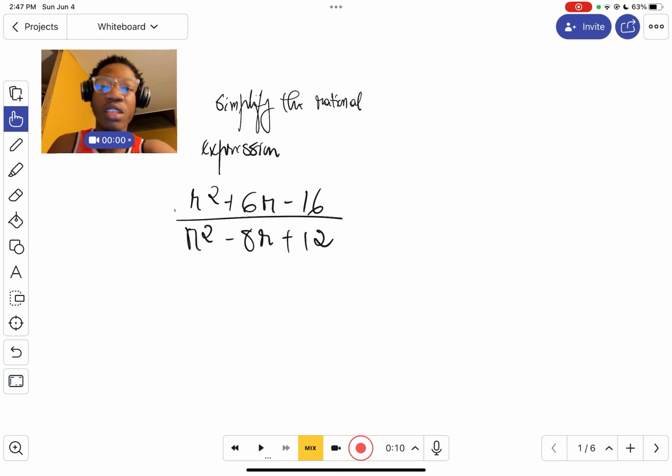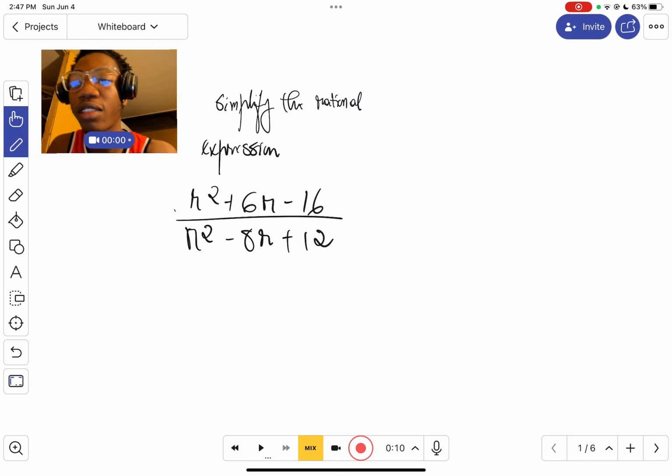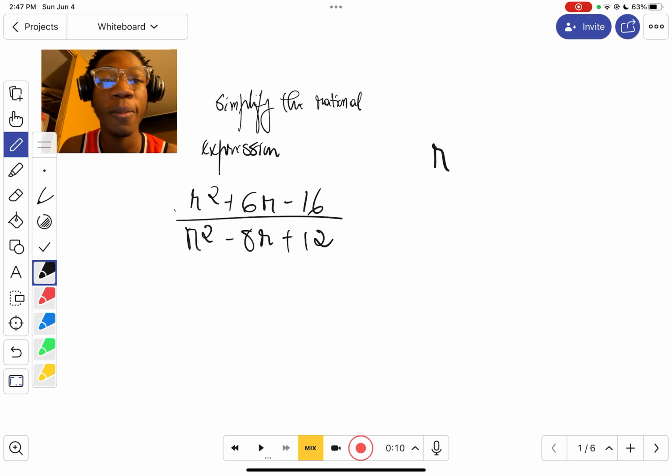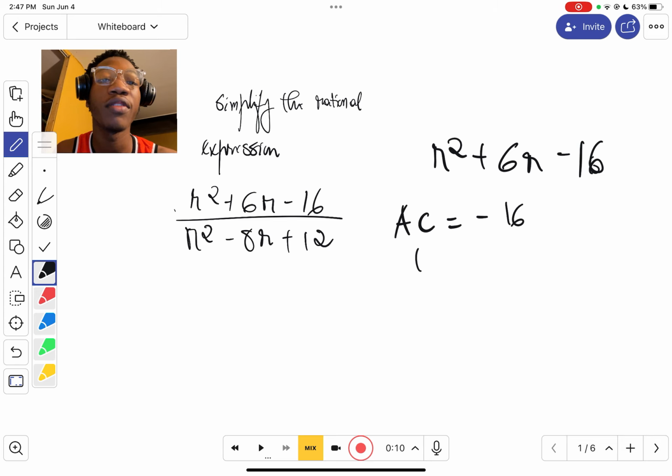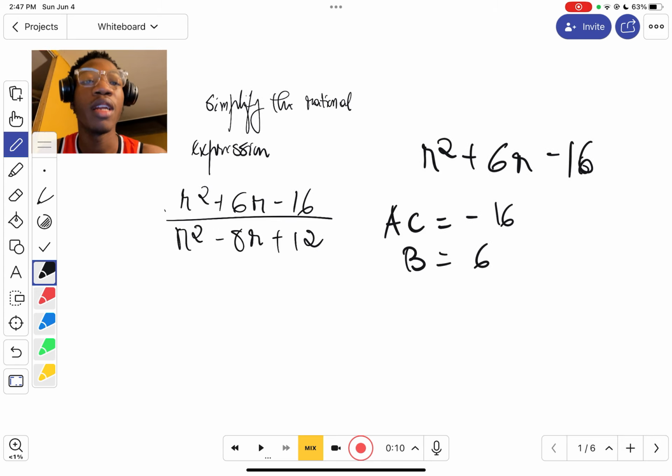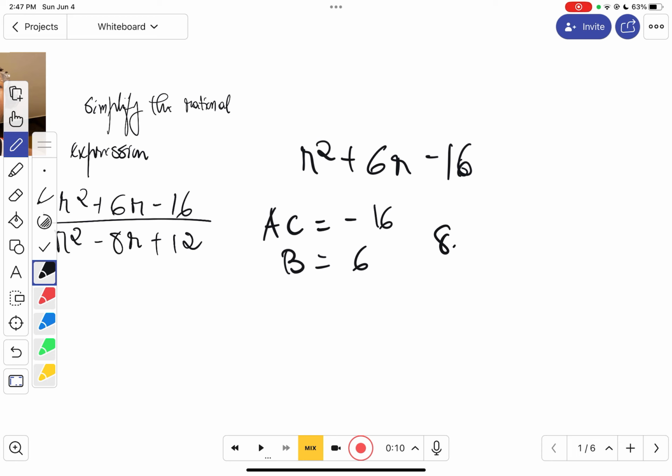In order to factor, we're going to write it again. It's not necessary to write it again, but I just do it. r squared plus 6r minus 16. We're going to use the AC method. Which numbers, when you multiply them, give you negative 16, and when you add them give you 6? The numbers I'm thinking about are 8 and 2.